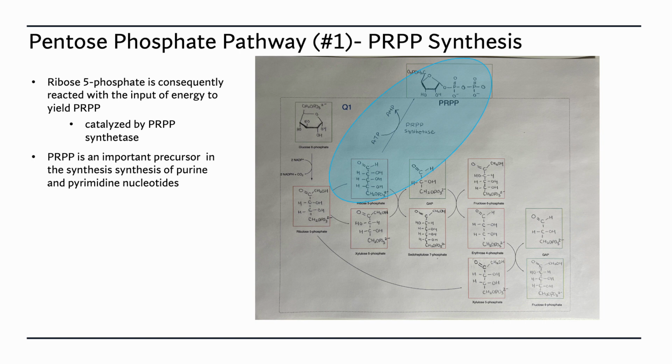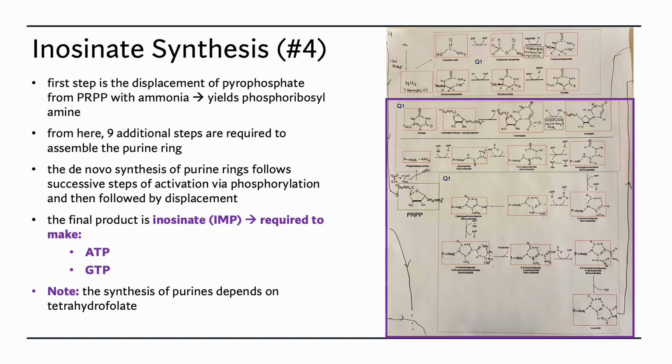Ribose 5-phosphate is then reacted with the input of energy in the form of ATP, and the catalysis by the enzyme PRPP synthetase yields PRPP. This is an important precursor for the synthesis of purine and pyrimidine nucleotides, but there are two key intermediates before their formation, and that is inosinate (IMP) and uridylate. Let's first focus on IMP synthesis.